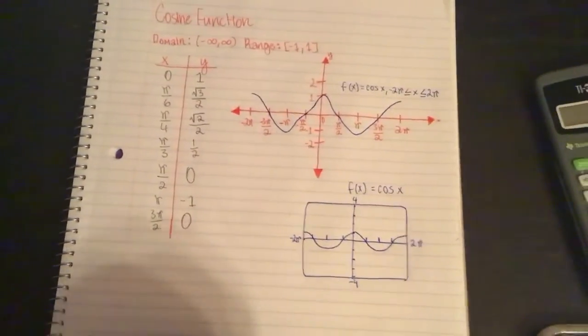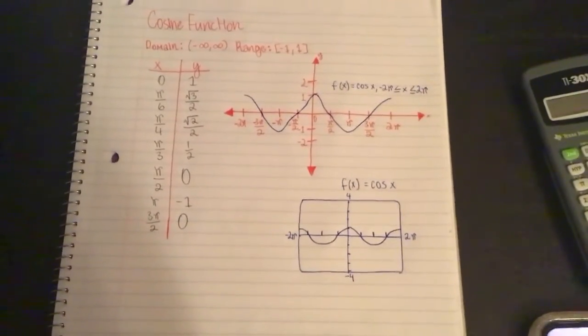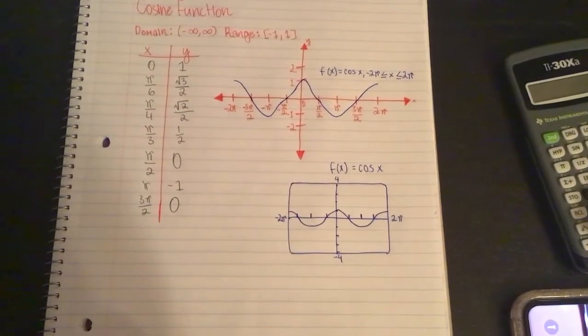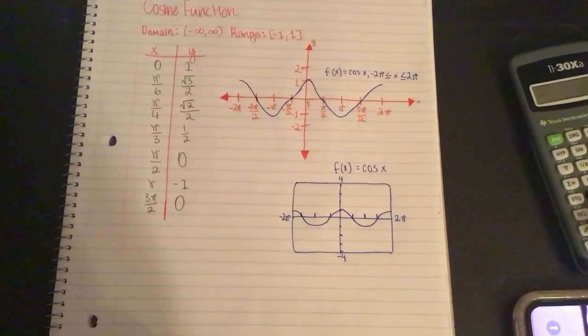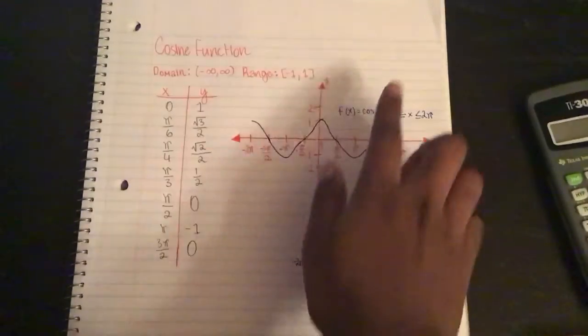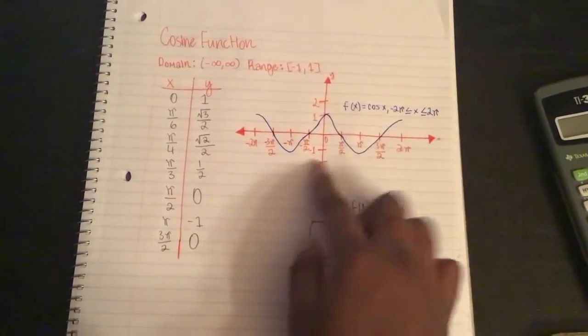For instance, if you input 0, you'll get 1 as the outcome. If you plug in pi over 2, you'll get 0. If you plug in pi over 4, you'll get square root of 2 over 2. And this is the range of periods for this graph.